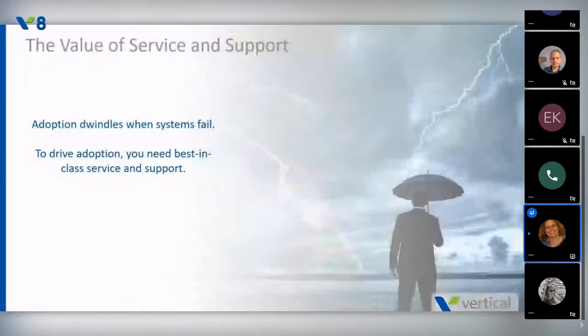As far as service and support, adoption dwindles when the system fails. To drive adoption, you need best-in-class service and support. Boy, isn't that true. So what things should you be looking for in terms of service and support?